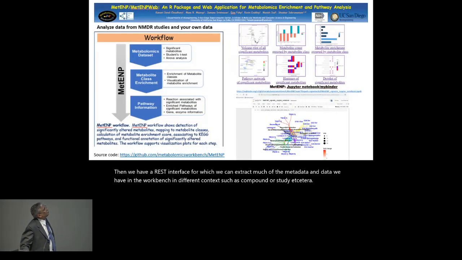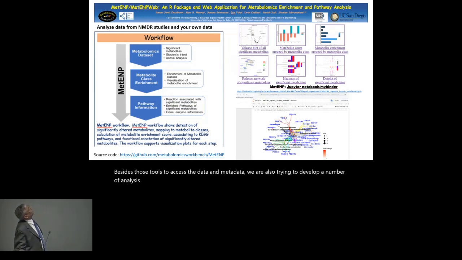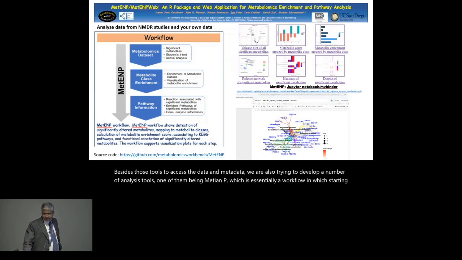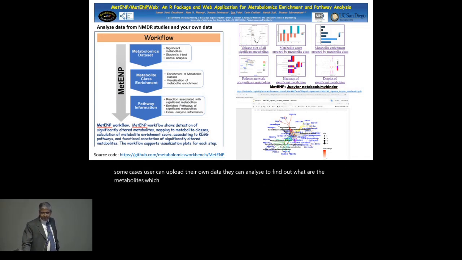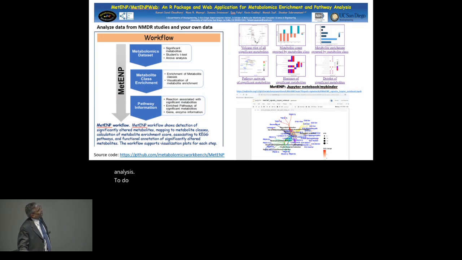Besides those tools to access the data and metadata, we are also trying to develop a number of analysis tools, one of them being MetNP, which is essentially a workflow in which, starting with the data and metadata that is available for a study at the Workbench, or in some cases, a user can upload their own data, they can analyze to find out which metabolites are differentially altered between two conditions, and then do further enrichment analysis for biological interpretation. The MetNP tool is available for use on GitHub as a Jupyter notebook.